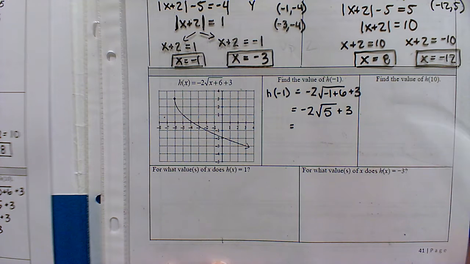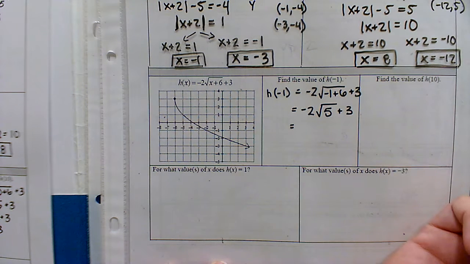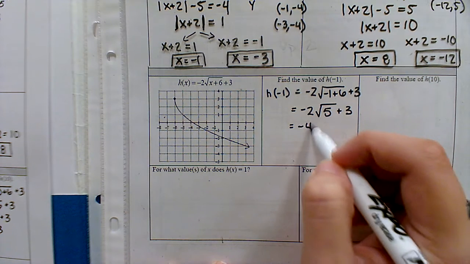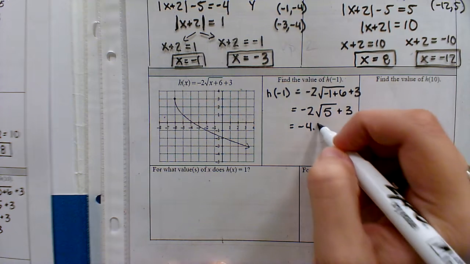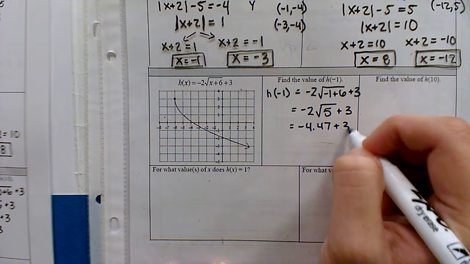Someone with a calculator, can you help us out? -2 times the square root of 5. I think it's -4 something. 4/7? Okay. Thank you.